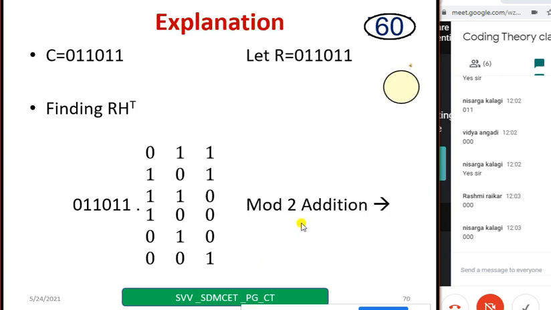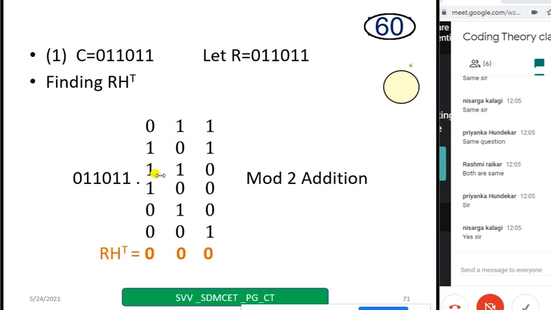Now C equal to 011011, received is 011011. Using mod 2 addition, multiply and just check how much RH transpose is. Take 1 minute and do it. The answer I got is 000. I just changed the color so that you people can observe.